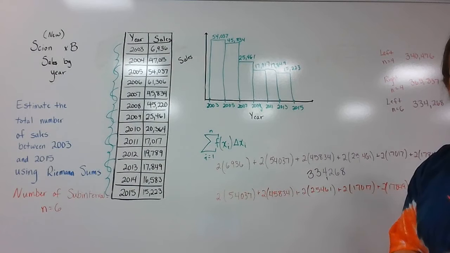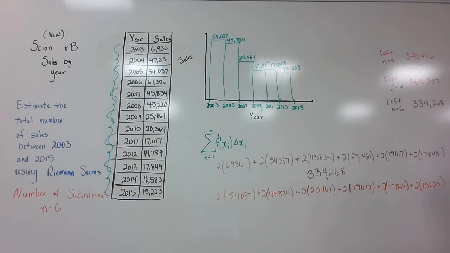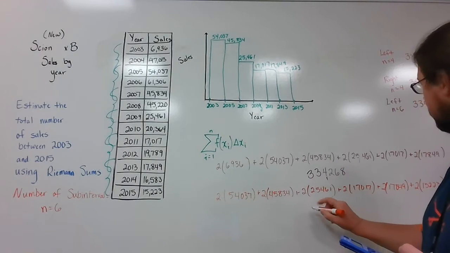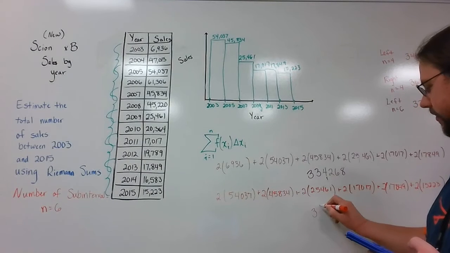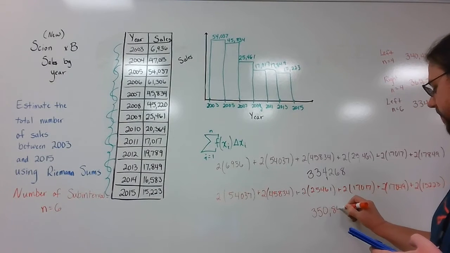All right, trusty calculator time. Here we go. So 2 times 54,037 plus 2 times 45,834 plus 2 times 25,461 plus 2 times 17,017 plus 2 times 17,849 plus 2 times 15,223. Let's see. Oh, we're getting closer. So this time we've got 350,842.